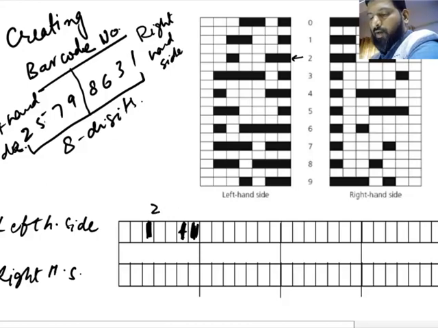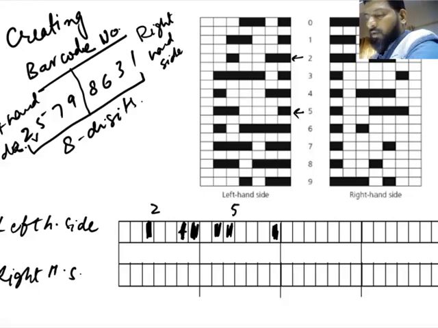Now 2 is done. I have put a check mark over there, and now moving on to 5. You can see this is 5 over here. The first one should be left empty, and the second 2 should be colored. Then 3 more blocks should be left empty, and the last one should be colored. So you have created 5. I have put a check mark over here. 5 is done. Now moving on to 7.